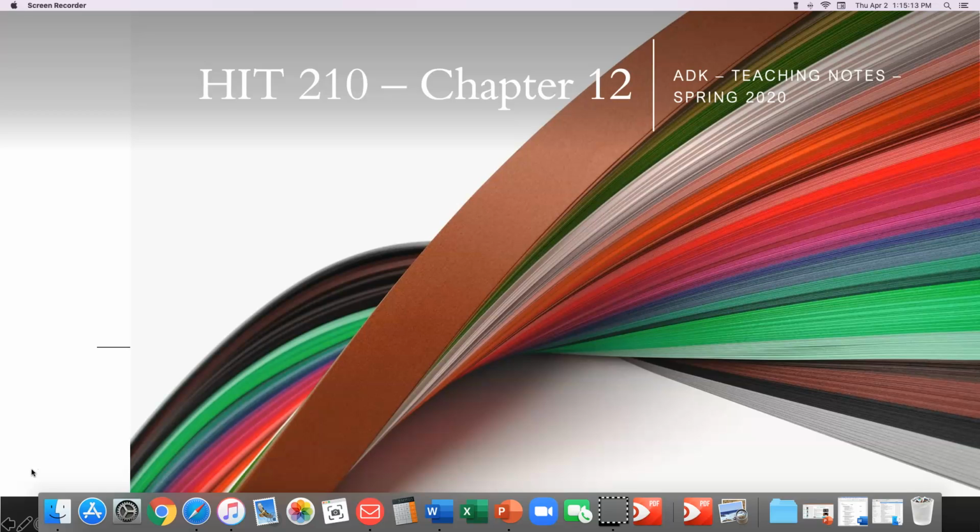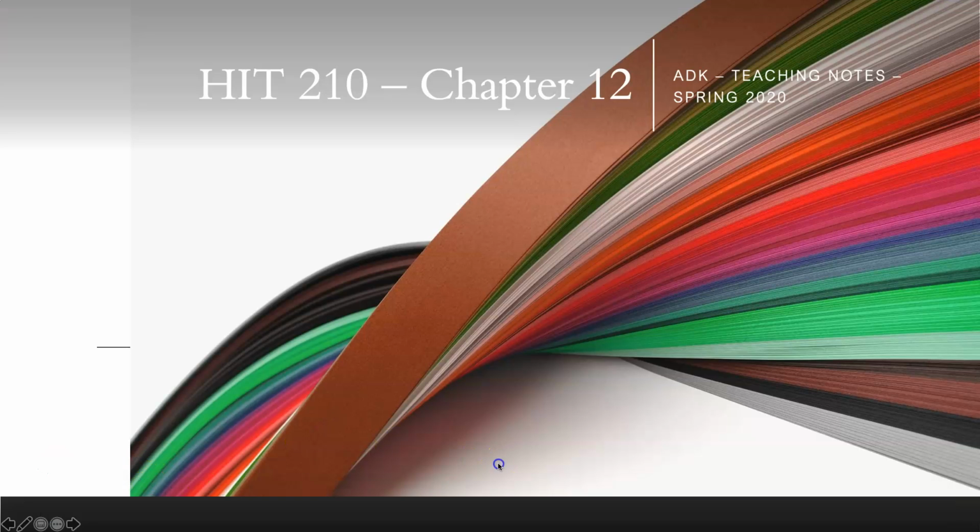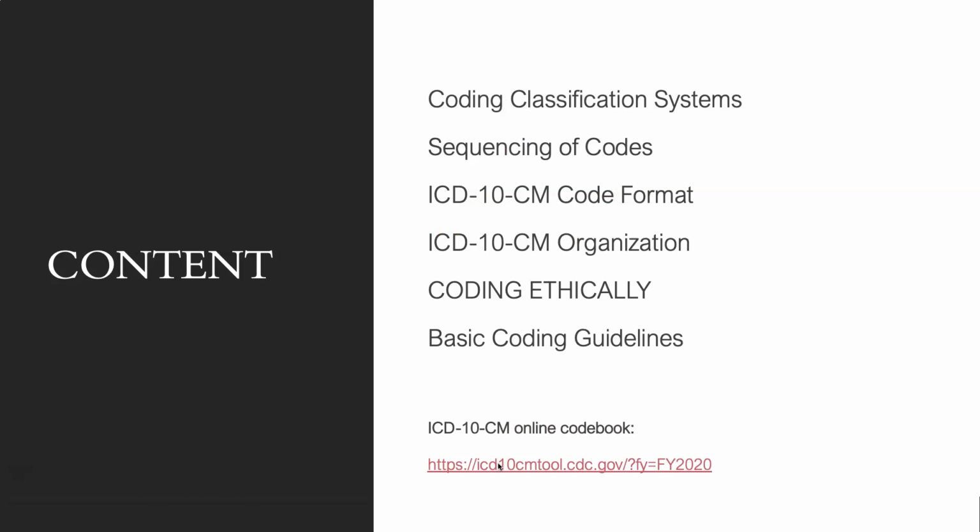So, what are we going to talk about? These are my teaching notes, and I'm just sharing them with you so that you can see and understand as I go through them. That's really what this is about. Okay, so what are we going to talk about for Chapter 12? We're going to talk about coding classification systems, sequencing of codes, ICD-10-CM code format, ICD-10-CM organization, coding ethically, basic coding guidelines, and then you'll note at the bottom here I have the ICD-10-CM online code book.